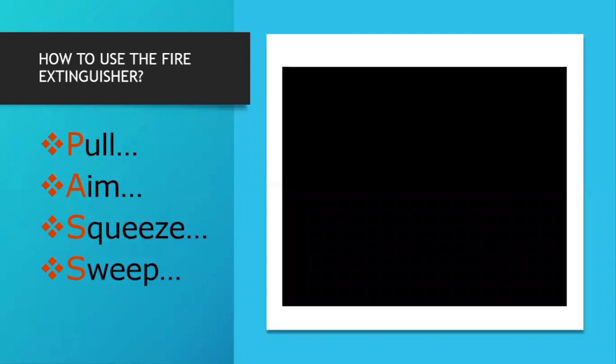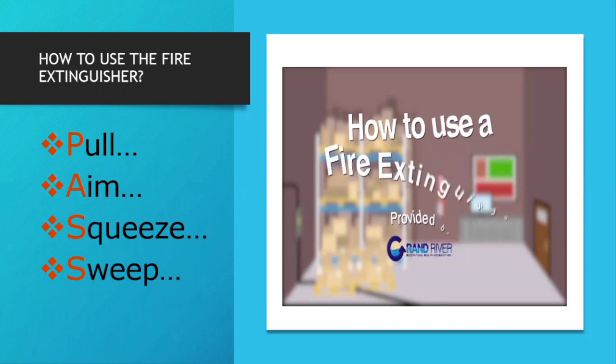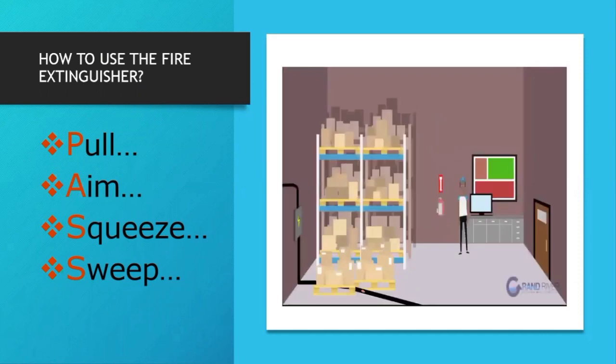So how to use a fire extinguisher? By following the PASS system: pull, aim, squeeze, and sweep. Let us watch the short video. It shows here the proper use of a fire extinguisher.